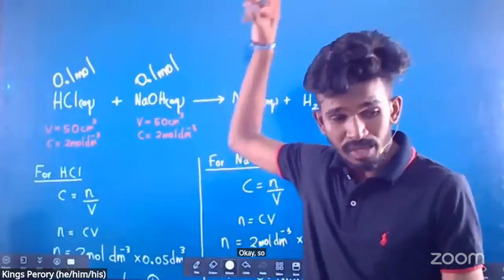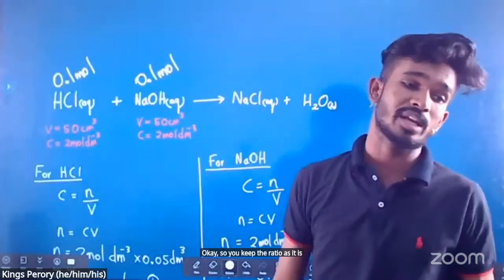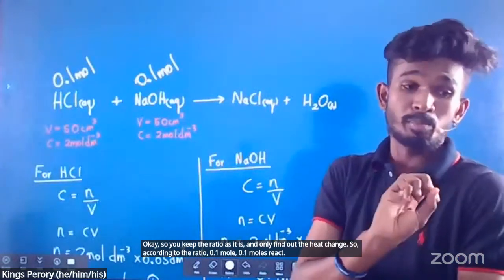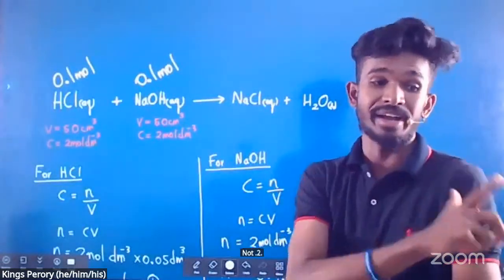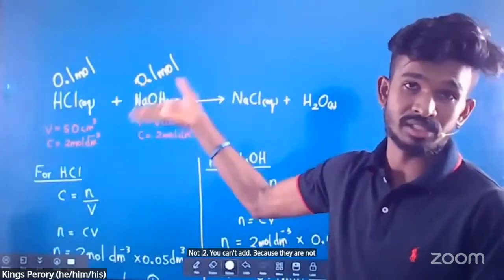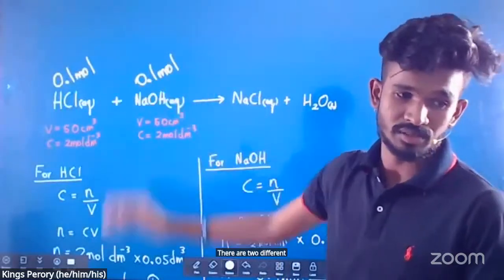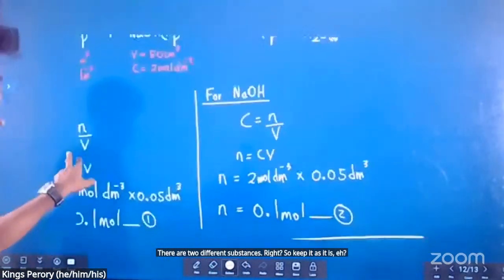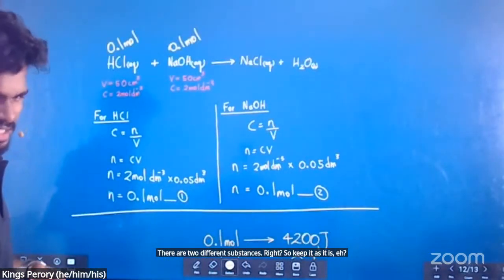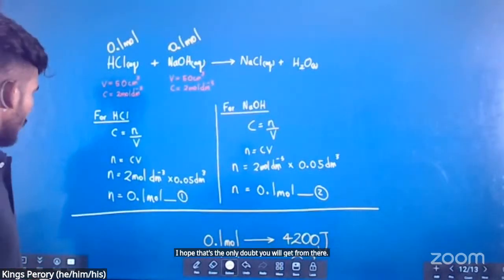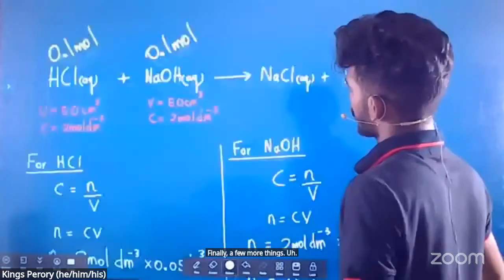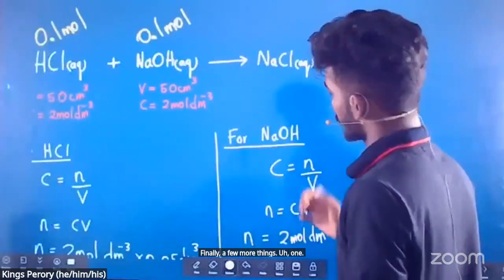So keep the ratio as it is and only find the heat change. According to the ratio, 0.1 mole and 0.1 mole react, not 0.2. You can't add because they are not one substance, they are two different substances. So keep it as it is. I hope that's the only doubt you will get from there. Finally, a few more things. One. Now see.